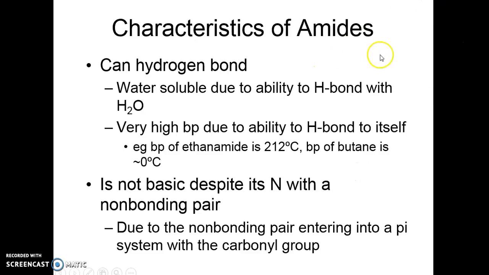The amides can hydrogen bond both with each other and with water. Now, the ability to hydrogen bond with water increases its water solubility. The ability to hydrogen bond with itself actually causes a very high boiling point and even a high melting point. The melting point is further enhanced because the amide is planar, and so amides tend to have pretty high melting points. Always remember, amides are non-basic because that non-bonding pair is not available and is conjugated with the carbonyl.